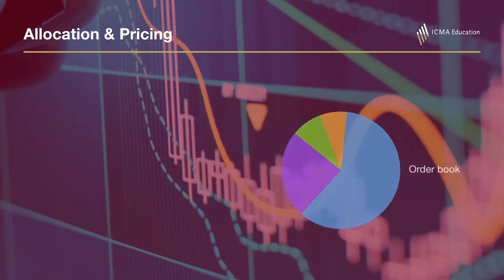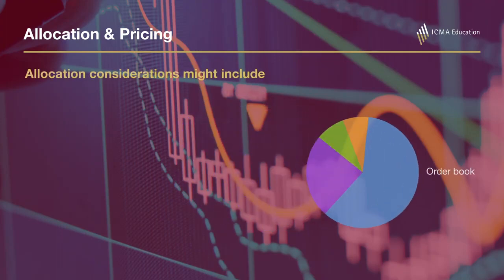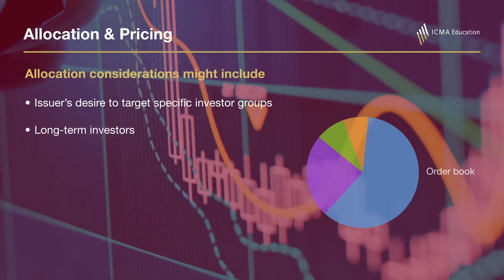So if we take a look at the considerations that might be included when considering what allocations to give investors, firstly, it's usually the issuer's desire to target a specific investor group. So, for example, the long-term investors, or as we would call them in the market, the buy and hold investors. Those are the investors that take the bonds, lock them up and keep them really until maturity. So very little secondary trading. You do want to see a little bit of liquidity in the deal. So they will also allocate to some of what we would call faster money.